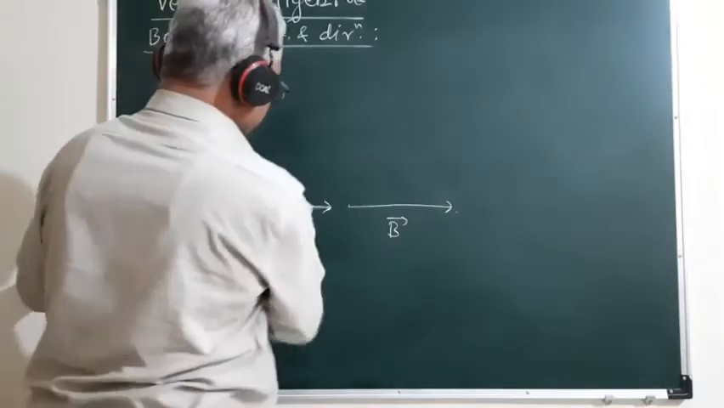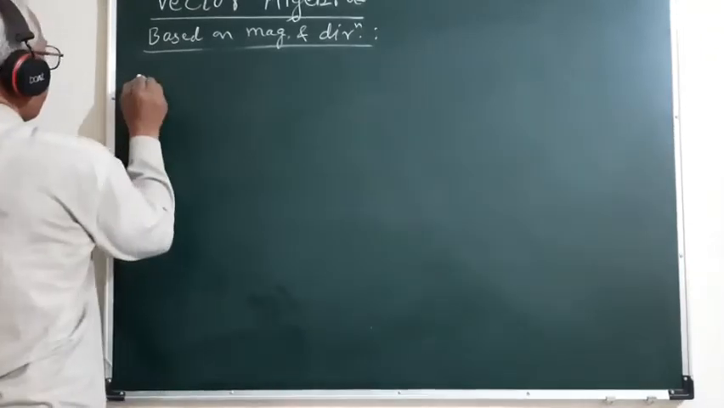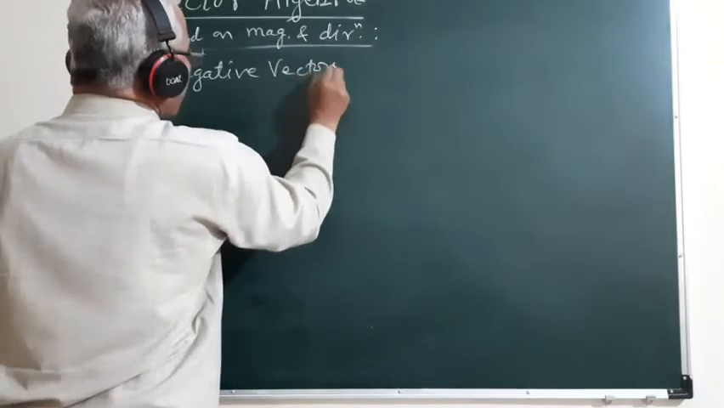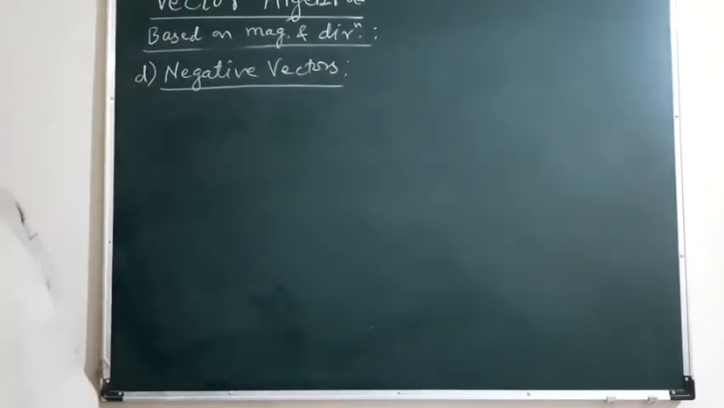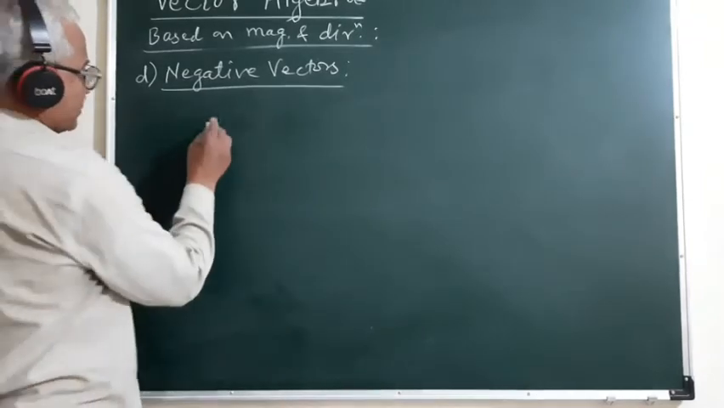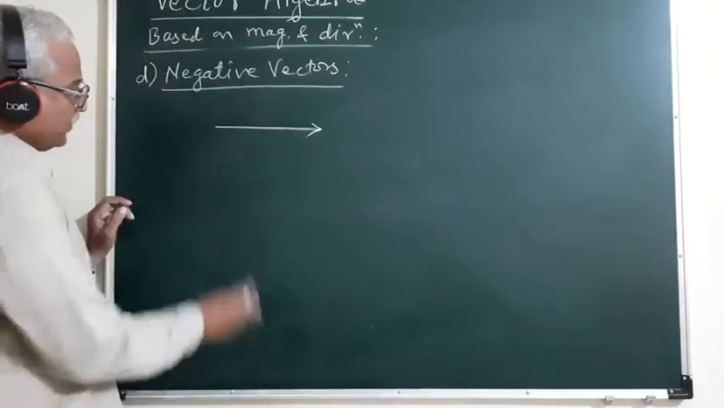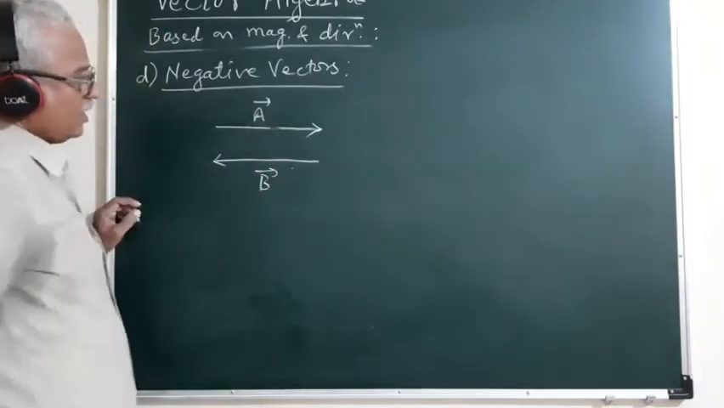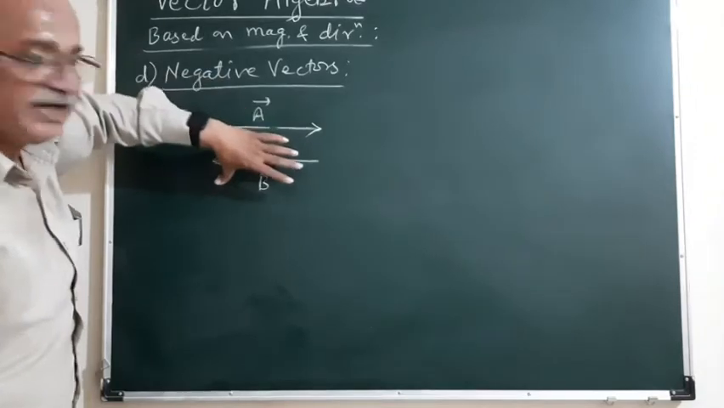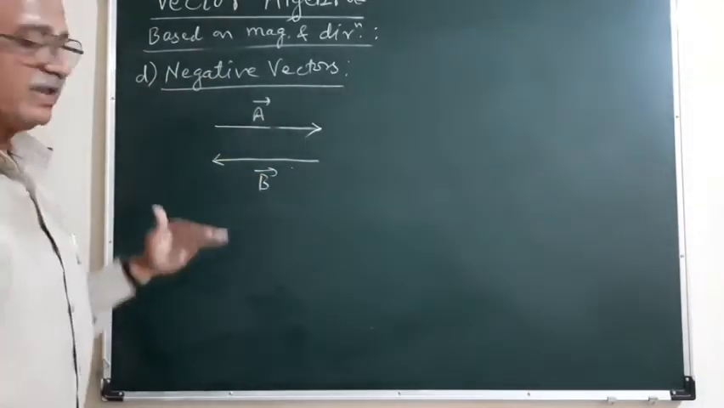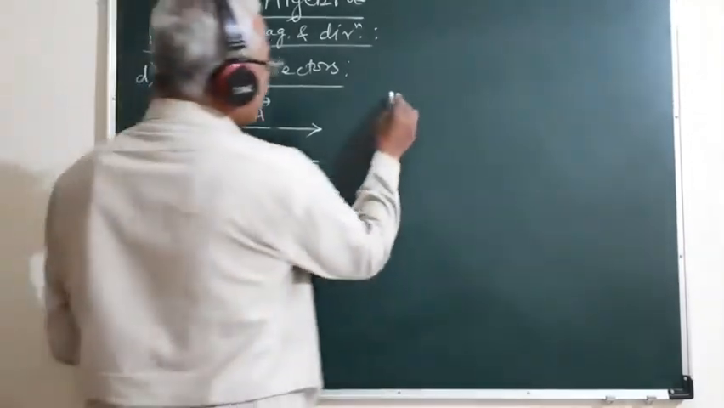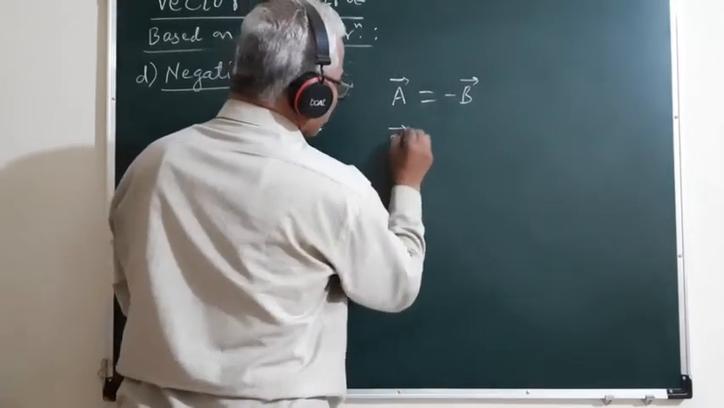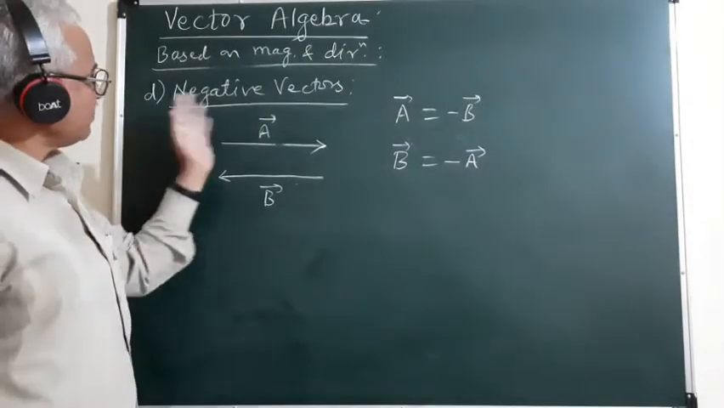Next is the negative vectors. If we have two vectors which are having same magnitude, but the directions of the two vectors are exactly opposite to each other, such vectors are called as negative vectors, and we can represent them as A bar is equal to minus B bar, or B bar is equal to minus A bar.